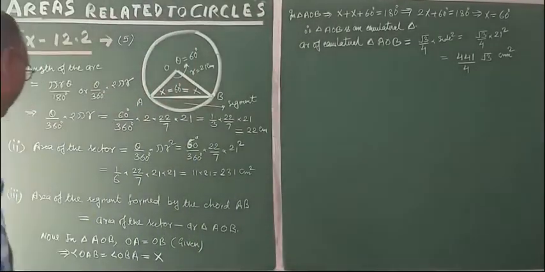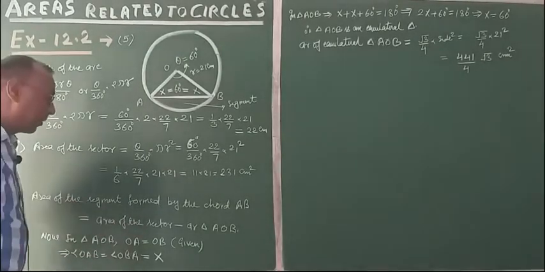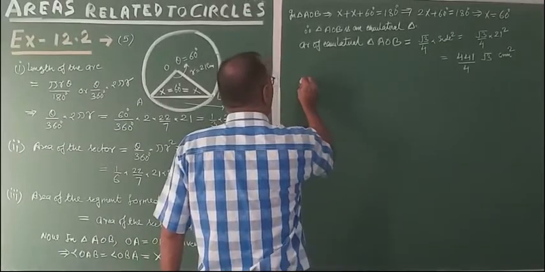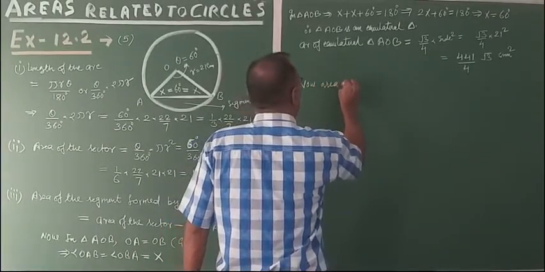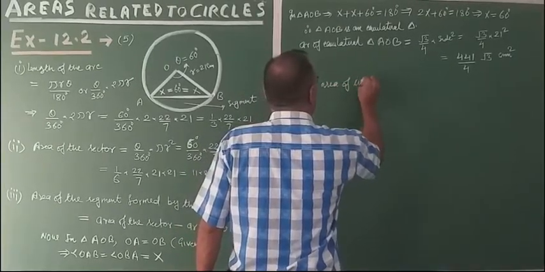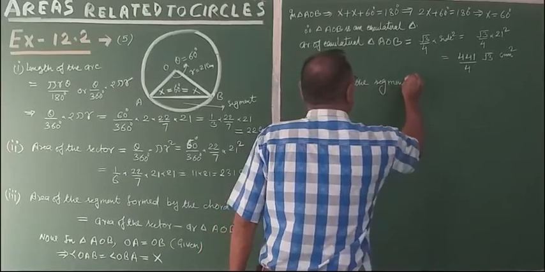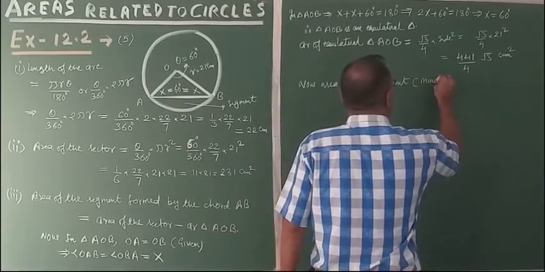And you have to find the area of the segment. So what will it be? Area of the sector minus area of triangle AOB. Now, the area of the segment, which is the minor segment.